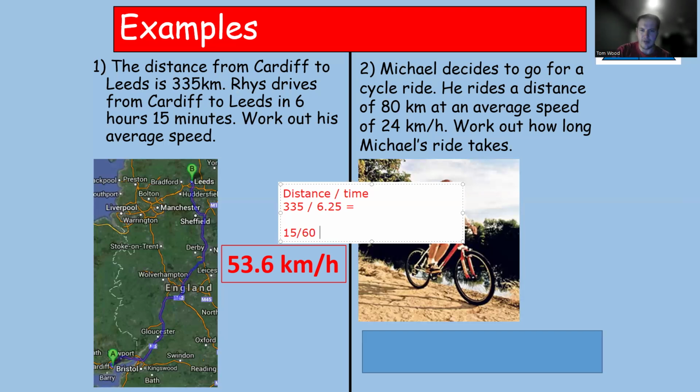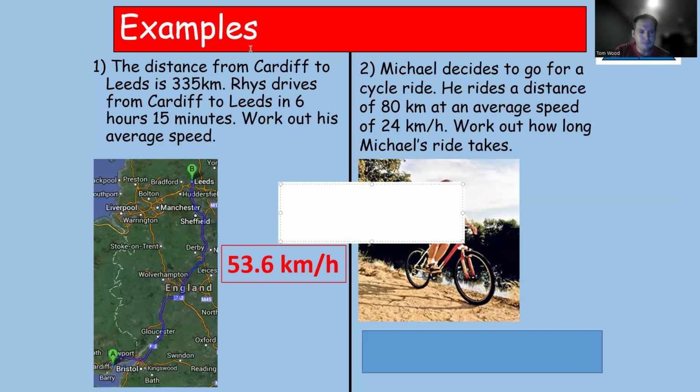15 out of 60. If you complete this sum, if you simplify it, it is 1/4, which is the same as 0.25. It's a really common mistake to use 0.15 there. Okay, I'm getting some absolutely amazing answers for question 2 as well.